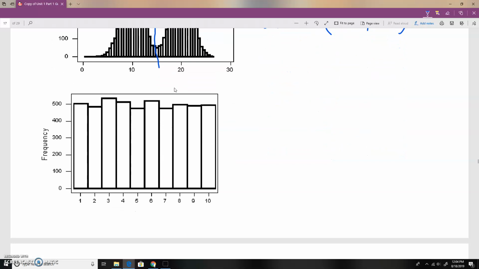And now our third example, it is still pretty much symmetric. We can still pretty much split it in half, and it's very similar on both sides. So we would still say in general that it is symmetric. But this distribution doesn't really have any peaks. That's what we call a uniform distribution. It has no peaks.